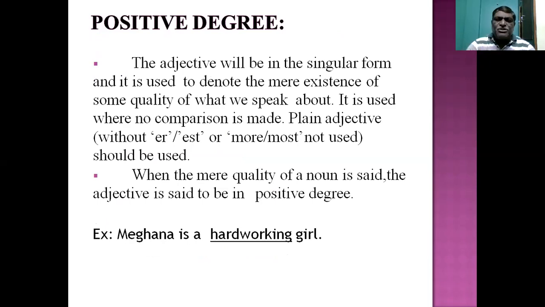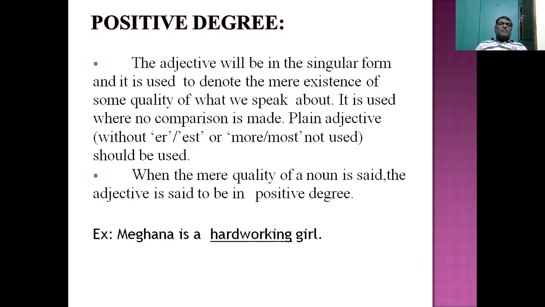Okay, now let us come to degrees of comparison. First, let us understand what a positive degree is. What is the purpose of a positive degree? Why is it titled positive degree? Positive degree will not actually involve itself in any kind of comparison. It is a mere description of a person or a thing that it is talking about, a mere existence of some quality in a person or in a thing. So there is no comparison used in the positive degree at all. That's why it is called a positive degree.